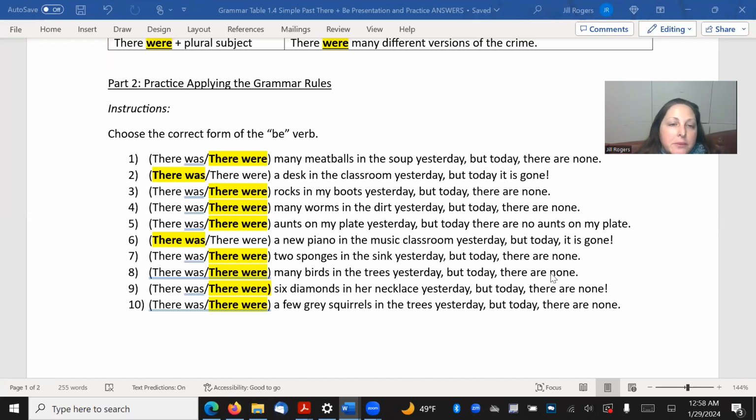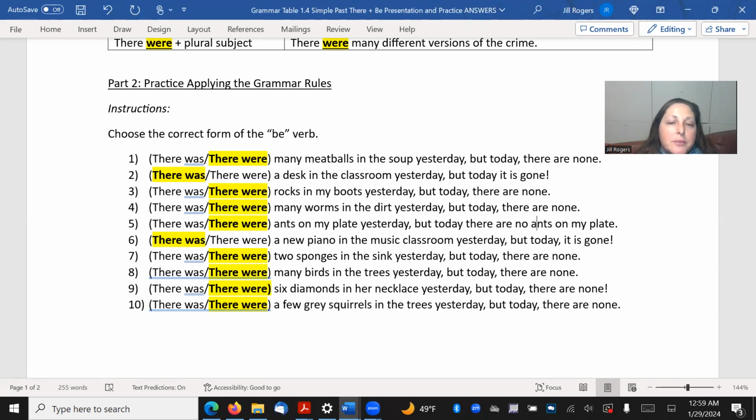I'm going to go ahead and start reading them. Number 3, there were rocks in my boots yesterday, but today there are none. Rocks is plural, we need that plural were. Number 4, there were many worms in the dirt yesterday, but today there are none. Okay, so worms is plural, we need that plural verb. Number 5, oh, again, I made that mistake, I'm sorry. There were ants on my plate yesterday, but today there are no ants on my plate.